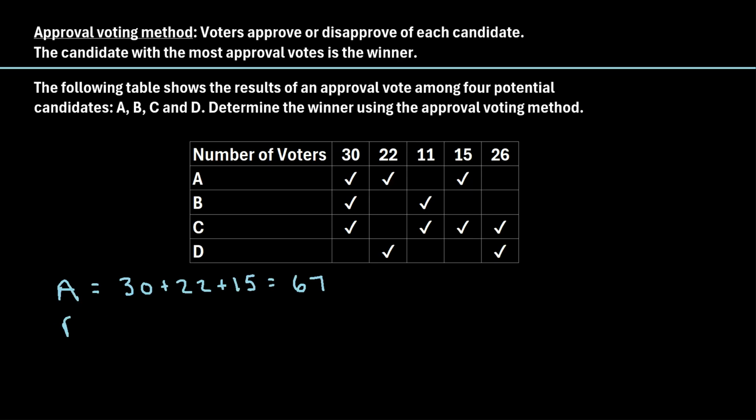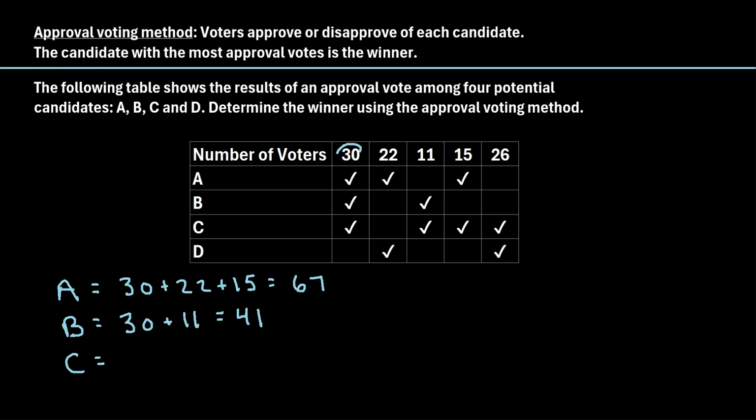Now we can repeat the process for B. So we'll just count the columns where B has a check mark. We can see in this column and this column, candidate B has a check mark. So the total number of voters who approved of candidate B was 30 plus 11 for a total of 41. Next, we'll move on to C.